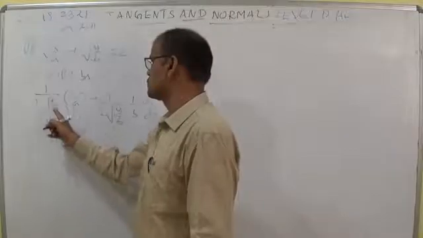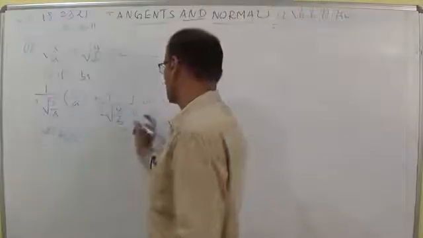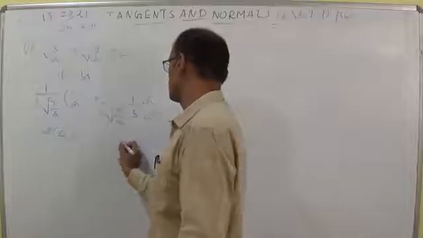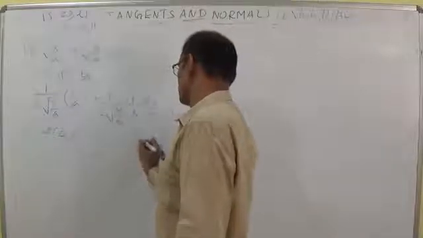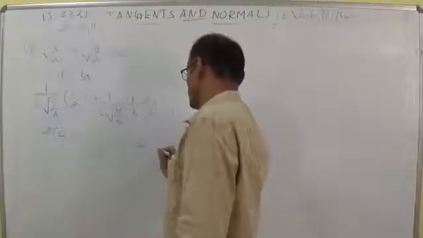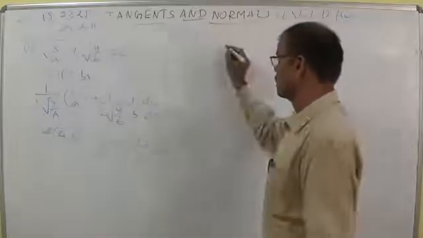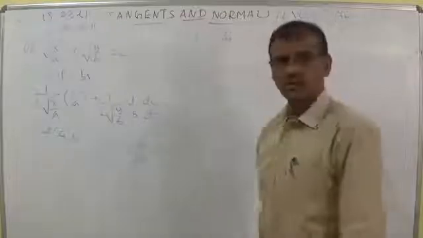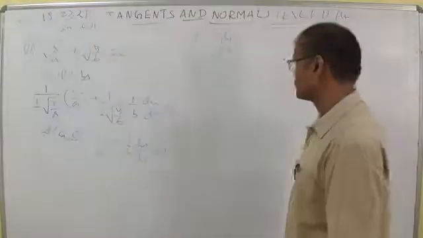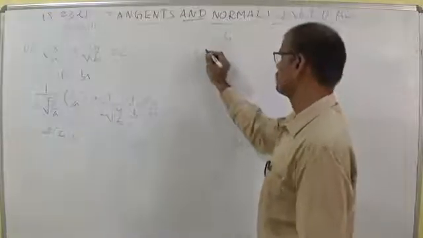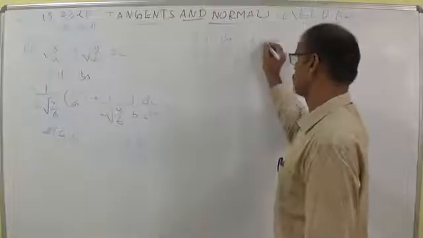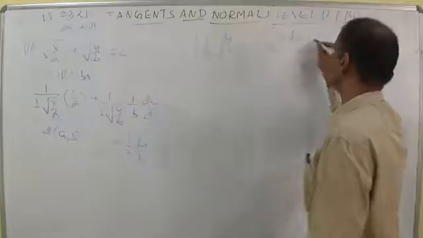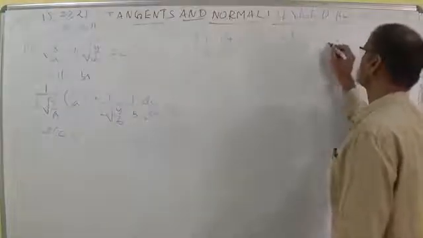Then it becomes a by a 1, 2 get cancelled, taken that side. Then you can write here as 1 by a plus 1 by b dy by dx equal to 0. Then 1 by b into dy by dx is equal to minus 1 by a. Therefore, dy by dx is equal to minus b by a.